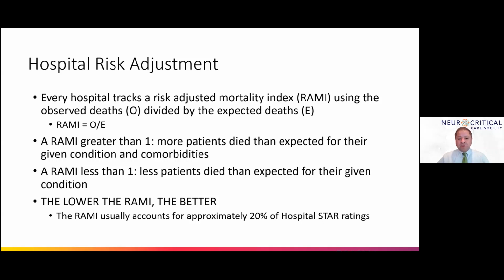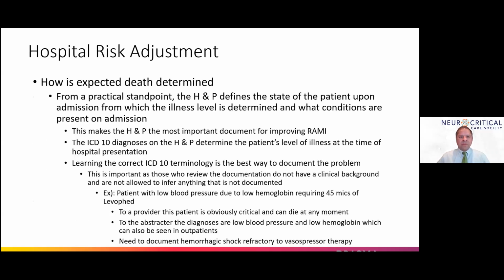The RAMI usually accounts for about 20% of the hospital's star ratings, which is now how CMS is going to determine, in part, how to pay hospitals. In addition, patients have access to the hospital star rating, which then allows them to choose the hospital of their choice to seek medical care. So as you can see, this matters substantially from a financial standpoint for our health systems. So how is expected death determined?